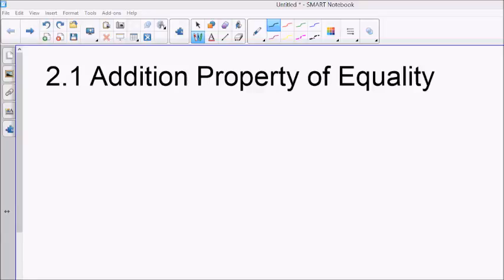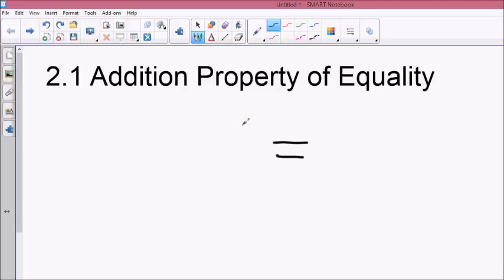Section 2.1 is the section on the addition property of equality. What we're going to do in Chapter 2 that's different from Chapter 1 is we're going to be working with equations instead of expressions. What makes an equation different from an expression is that an equation has an equal sign in it. The equals sign indicates what our words say, that two quantities are equal to each other or they're worth the same amount.